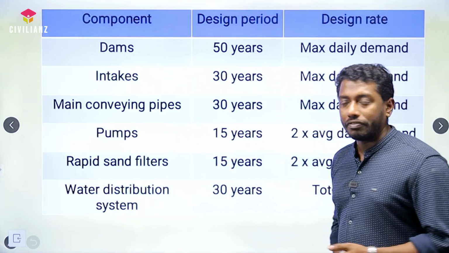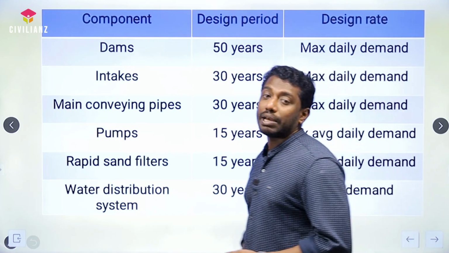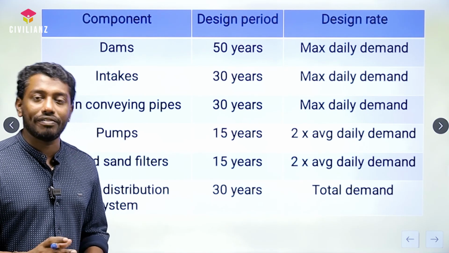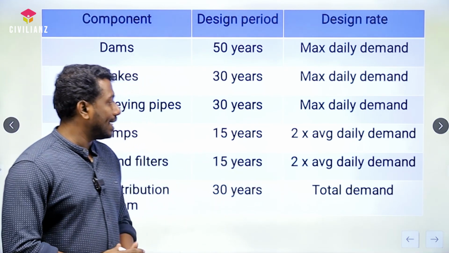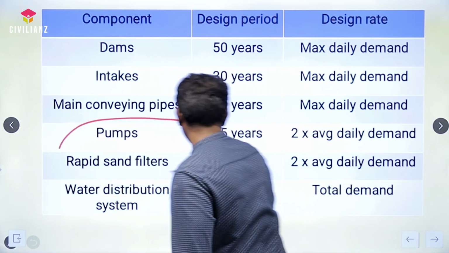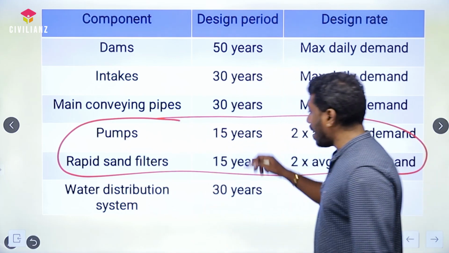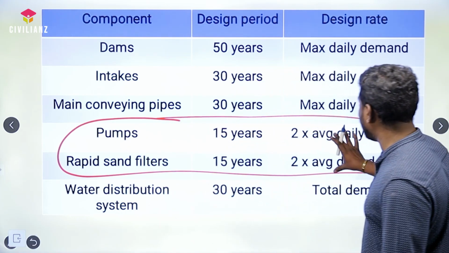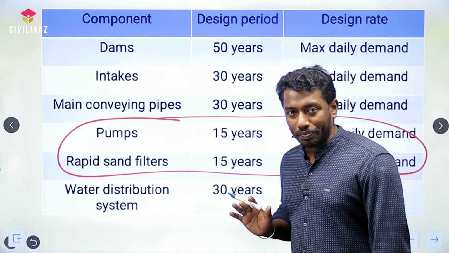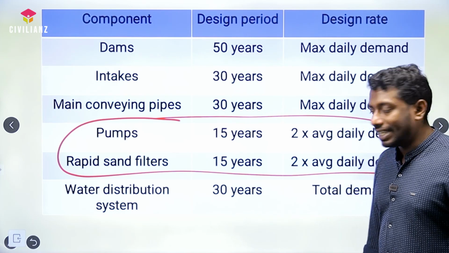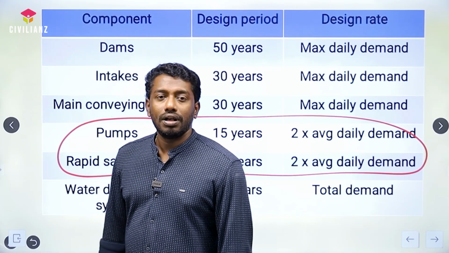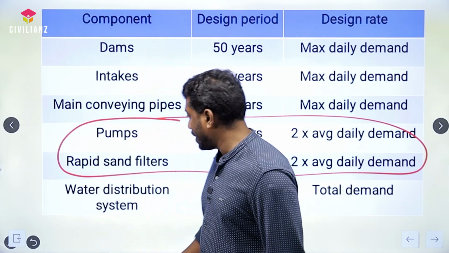Pumps have a design period of 15 years, and the design is based on 2 times average daily demand. The rapid sand filter also has a period of only 15 years, and its design is based on 2 times average daily demand. These two are identical. Finally, the water distribution system has a design period of 30 years, and its design is based on total demand. So that's it, design period.